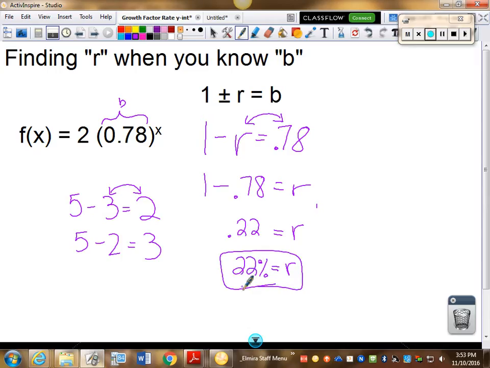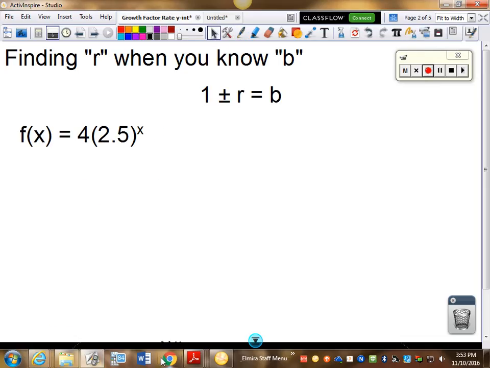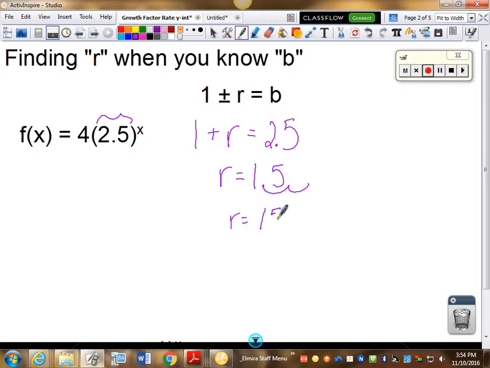So that's a growth and a decay. One more. My B is 2.5. So it's got to be growth because that's greater than 1. So 1 plus R equals 2.5, so R has to be 1.5, which is 150%. Put a 0 in, moving your decimal over 2 places when you don't have a digit to move. So let's apply that.